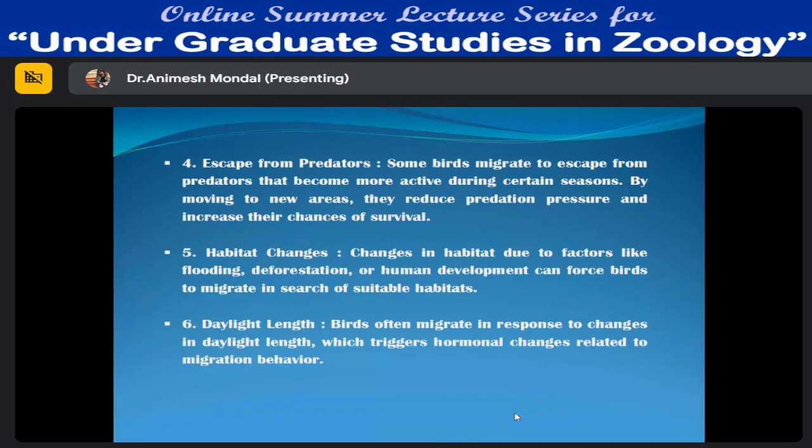So one kind of zeitgeber is day length. Birds often migrate in response to changes in day length, which triggers certain hormonal changes, which in turn lead to physiological changes, which then instinctively drive the bird to migrate from their autumn place to their spring place.